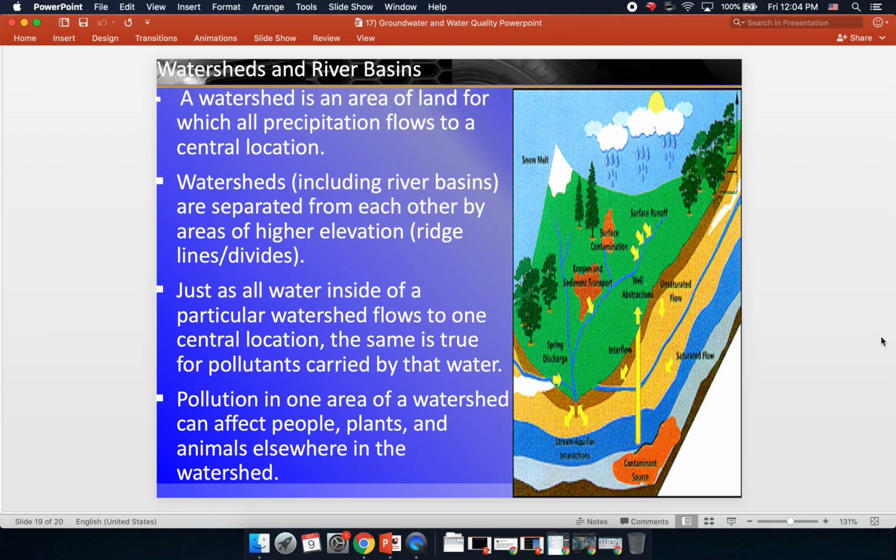So pollution, especially water pollution, is never just contained to one area. There may be some areas that are worse off than others, but once pollutants get into the environment, it's not just going to affect that one location, especially not when water becomes involved, when precipitation falls on the land and starts to carry those contaminants elsewhere.